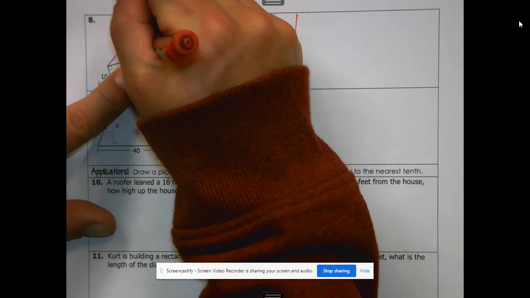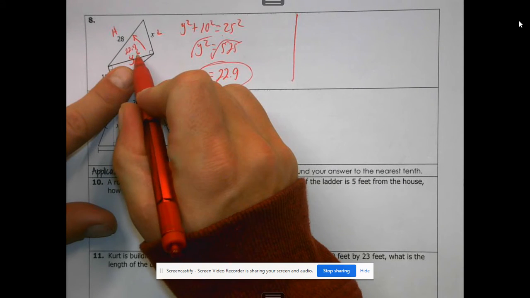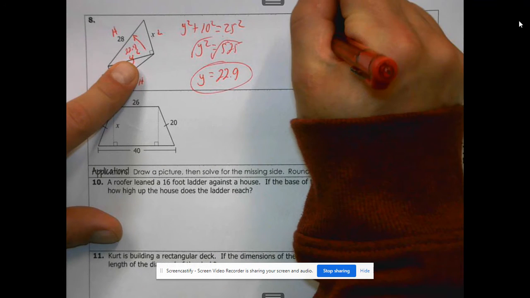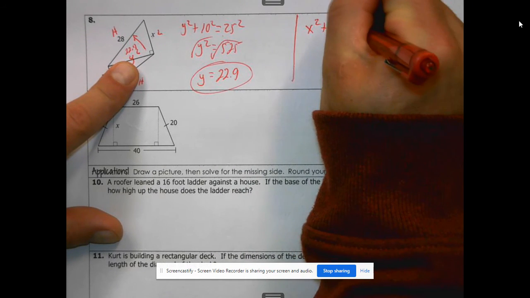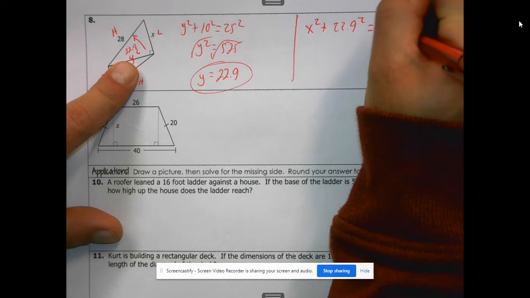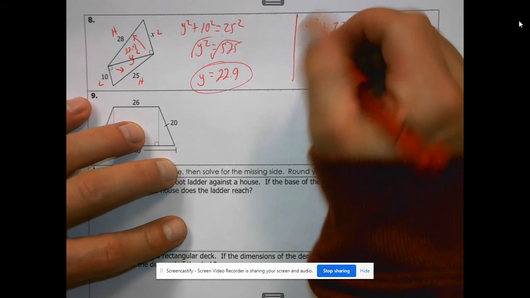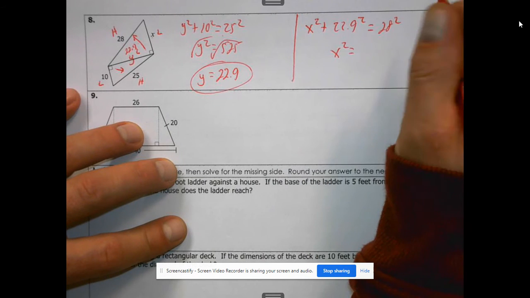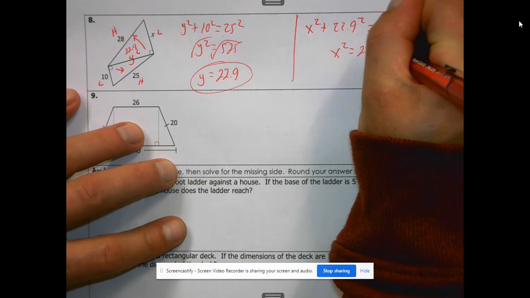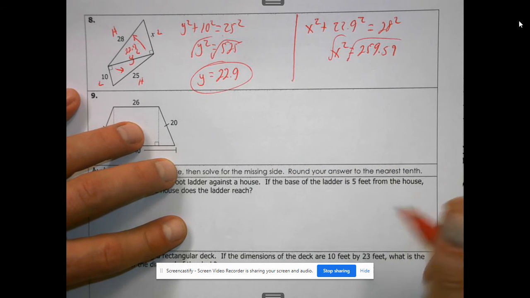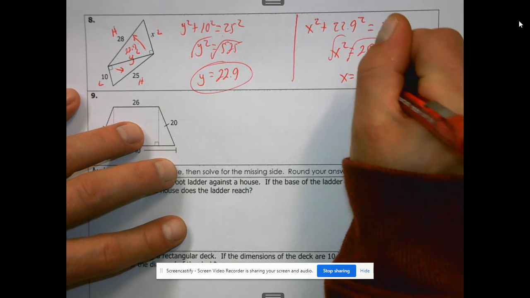Okay, look at the top equation. Piece across the 90 is your hypotenuse. X is a leg, and this piece is still a leg. So 22.9 is still a leg over here. So you're missing a leg, so x squared plus 22.9 squared is 28 squared. Subtract over the 22.9 squared. That gives me 259.59. Square root that. Answer 16.1.